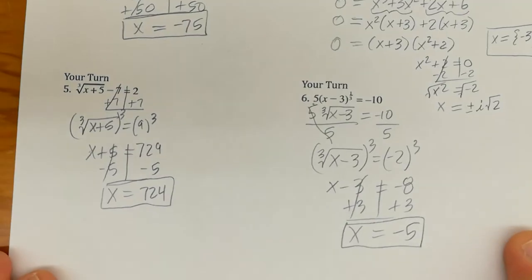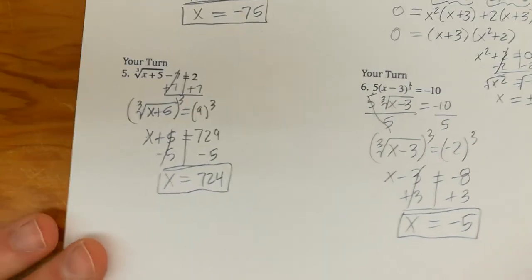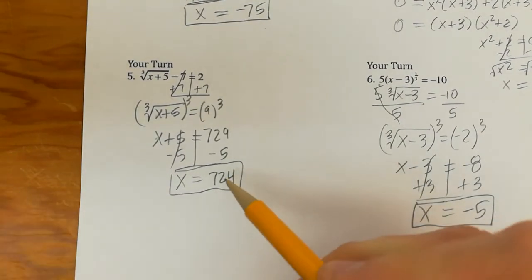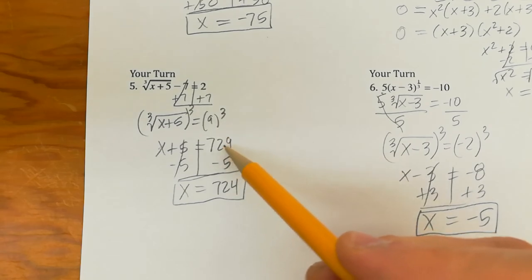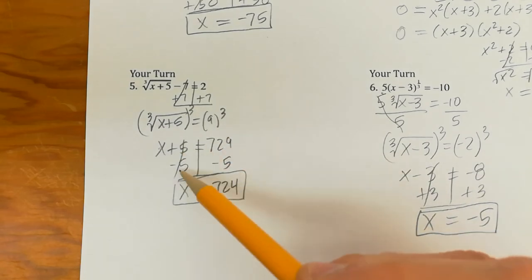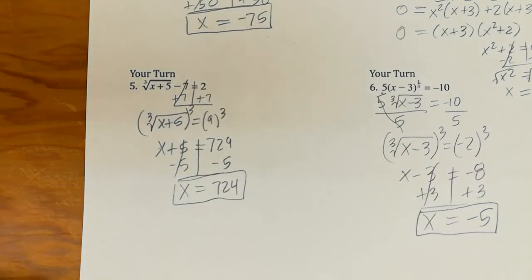Okay, so what I got on those, I got 724 on number 5. Just isolated the square root, cubed both sides, kind of got a big number here, and then took away 5 on both sides, and I got 724.